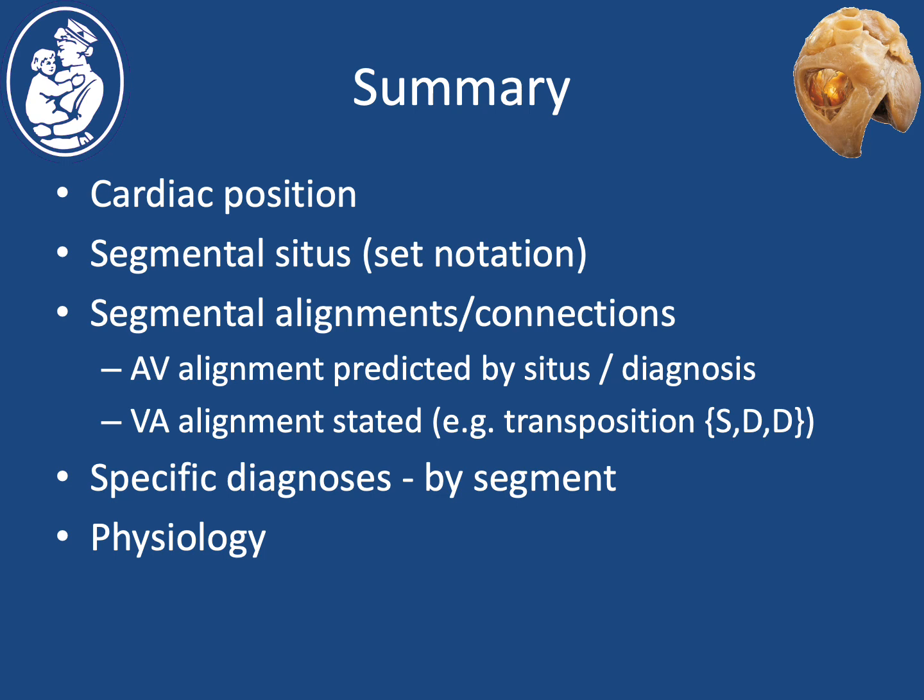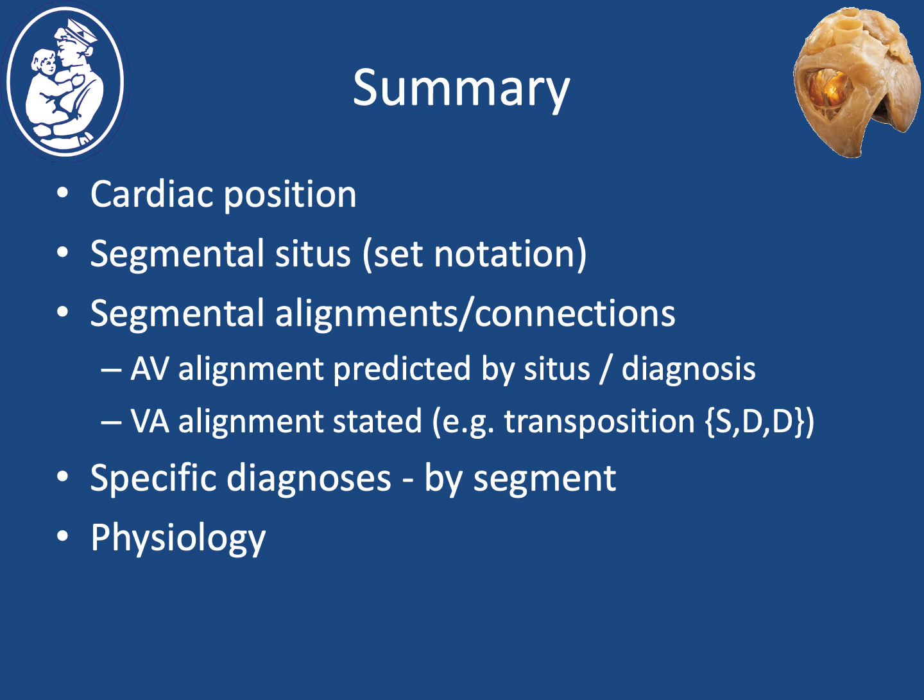Then we want to know the segmental situs, the chirality or organization of the main components of the heart, the main segments, and we express this using set notation. Then the segmental alignments and connections. Again, AV alignment is usually predicted by the situs of the atria and ventricles, and so we don't typically include this directly in the diagnostic summary.